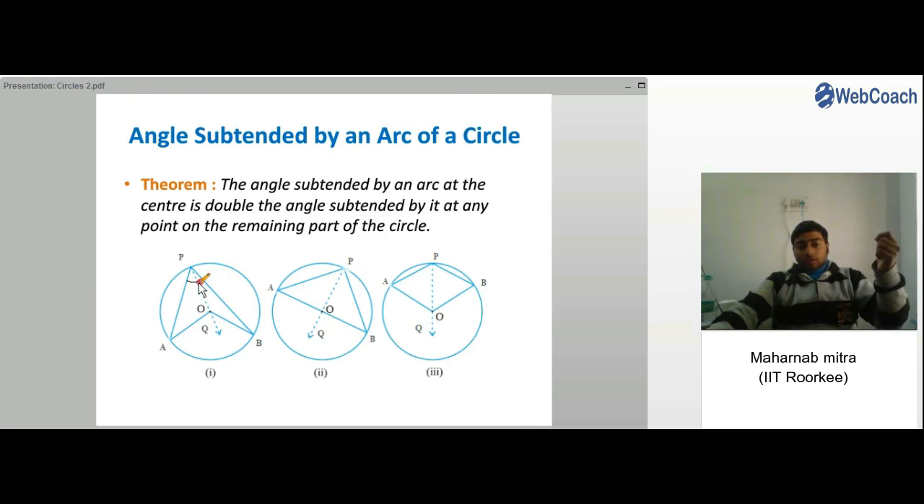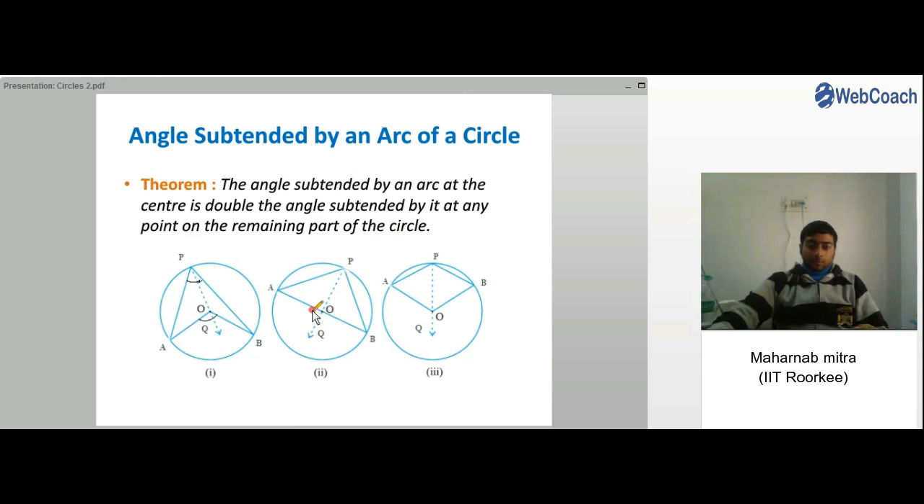So according to the theorem, this angle, which is subtended at a part of the circle, is half of the central angle, or the central angle subtended by the arc is double that of the angle subtended at any other point on the circle, right? And mind it, both of the angles should be on the same side of the vertex. Like for this angle, P was below the vertex, so angle O must be below the vertex O. You must consider the same angles.